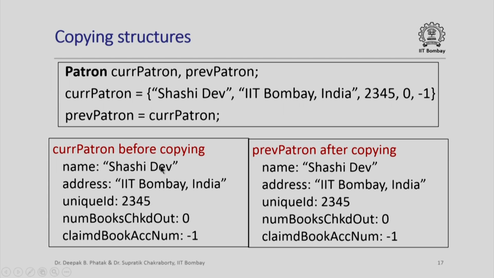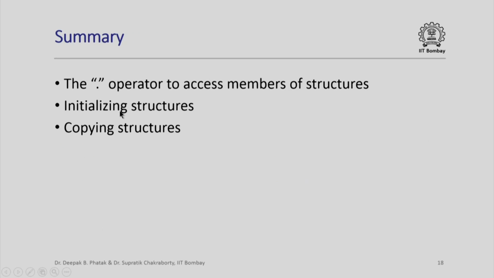So note that the value of name here is the same as the value of name here, the value of unique ID here is the same as the value of unique ID here, and so on. So therefore an assignment operator can also be used with structures, just like we can use it for simple data types. So in summary, in this lecture we looked at the dot operator to access members of structures, we saw how to initialize structures, and we also saw how to copy structures.